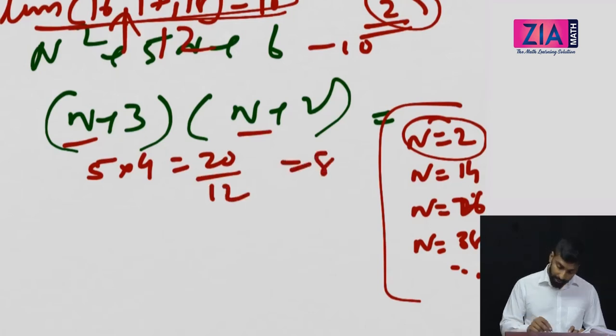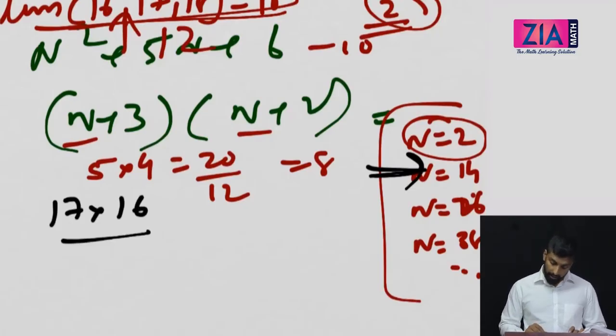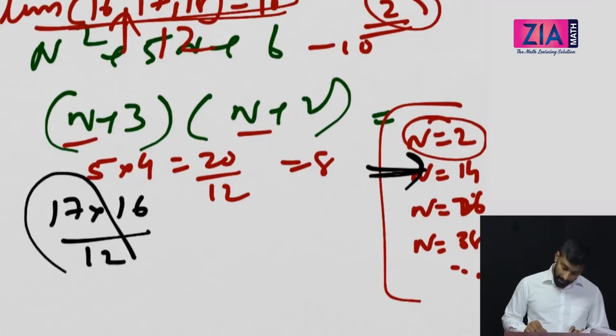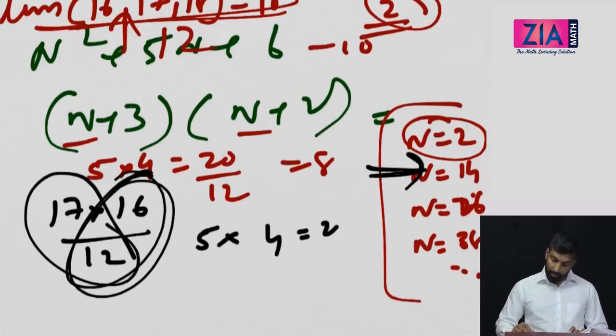Or if you substitute this value as n, it becomes 17 into n plus 16, right, divided by 12. Now this is nothing but again here you can individually divide, right? So 17 by 12 you get 5, 16 by 12 you get 4, that is nothing but 20. Again you need to divide by 12, you get 8. So I hope you understood.